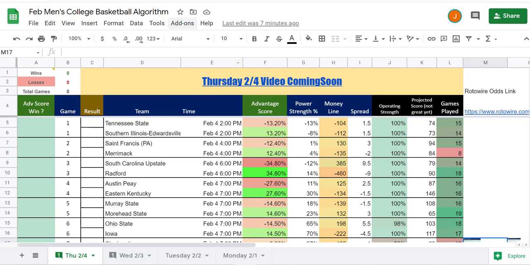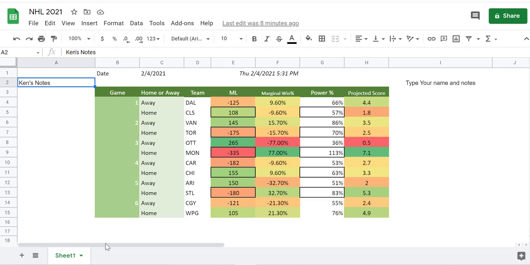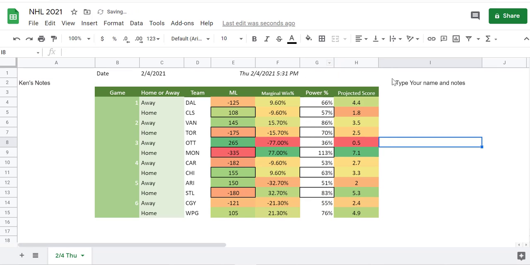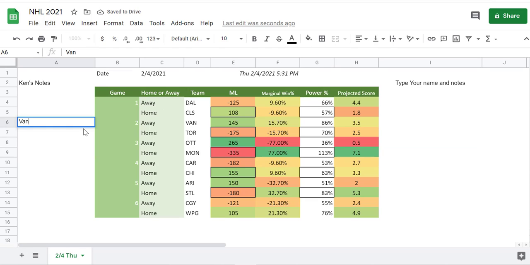I'm going to set that up in the NHL one. We are now going to have an NHL Google Sheet. This is now going to be today, 2/4, and 2/4 Thursday. So in this day, we're going to have your notes and my notes. And what did I say? I said that Vancouver's a good bet, good line, and I said that Chicago plus 1.5, or plus 155 or plus 1.5 is good, stuff like that.